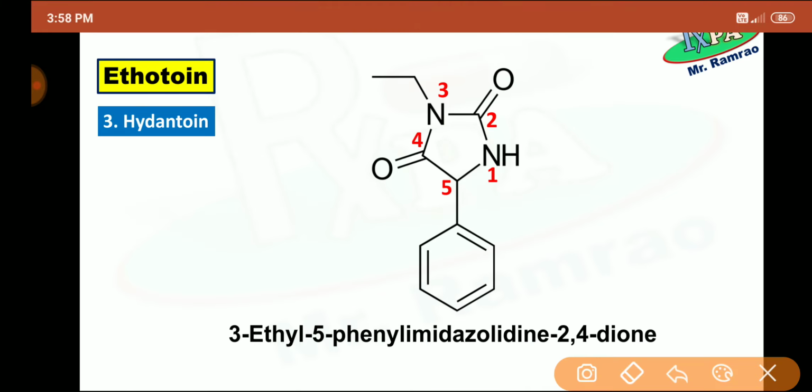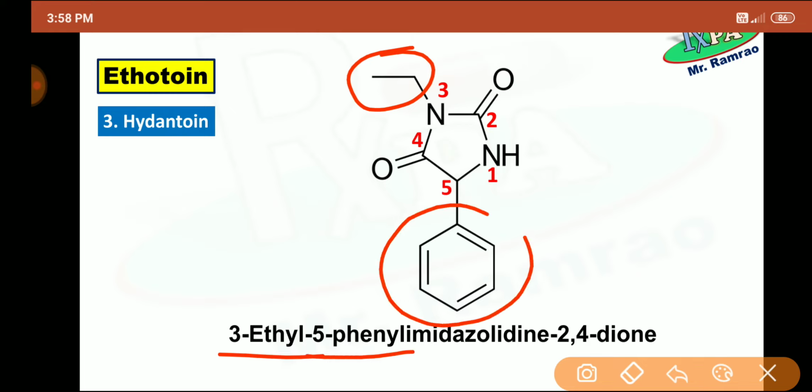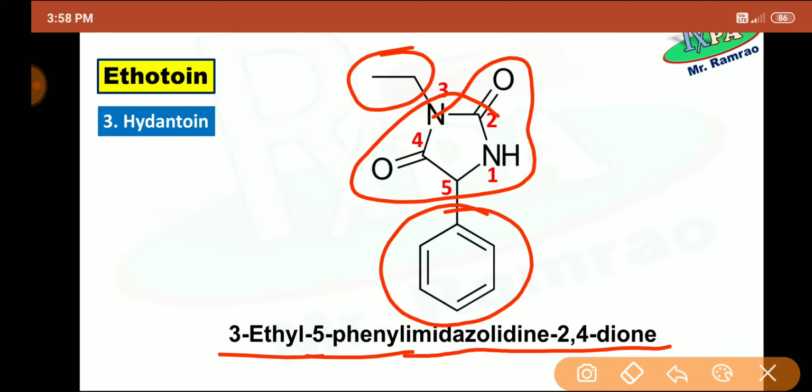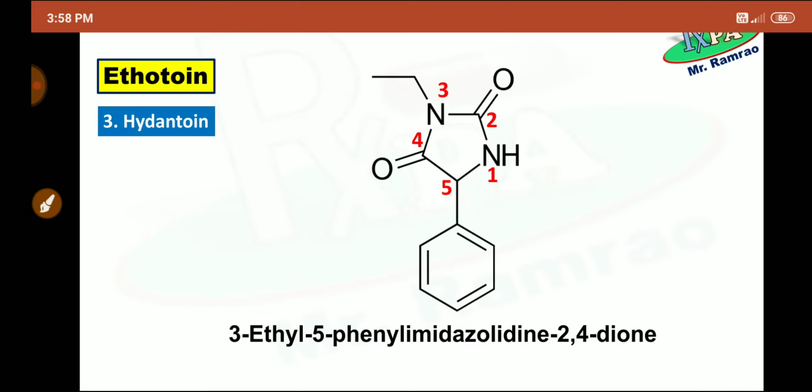Now we'll see how the IUPAC name is given. 3-ethyl, ethyl group at the third position, then 5-phenyl for this phenyl ring at the fifth position. The rest of the name is similar to the previous molecules, imidazolidine 2,4 dione. So this is the IUPAC name of ethotoin. It also belongs to the head and tail class.